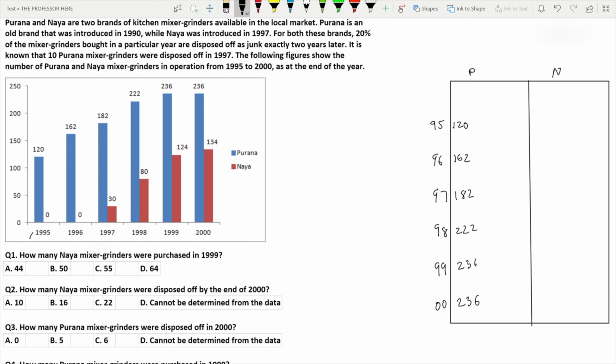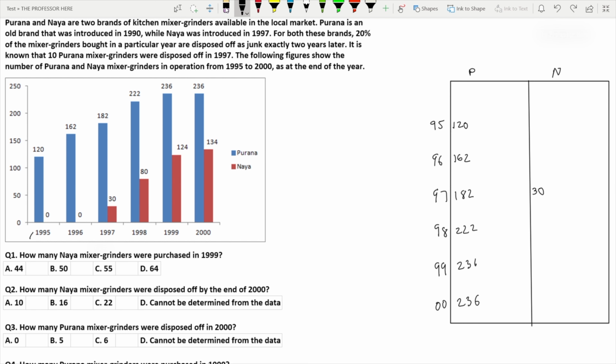The data for Naya starts from 1997. So on 31st of December 1997, by the end of year 1997, there are 30 Naya mixer grinders in operation. Before proceeding, let's see another thing here. What does this 30 represent? Actually, the value 30 represents the new purchases that happened in 1997 because Naya started only in the year 1997.